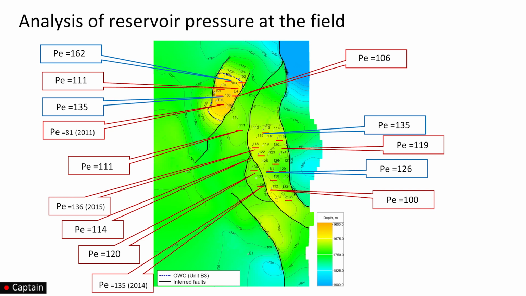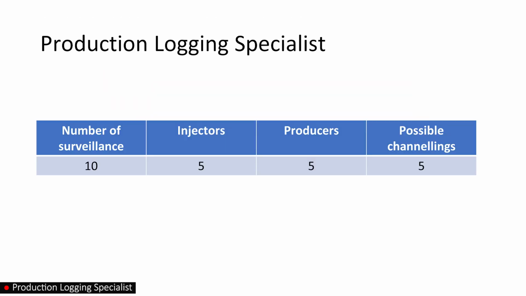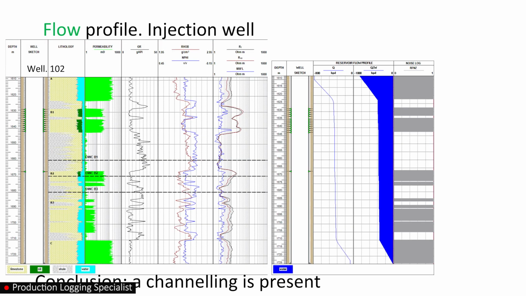I suggest that we move on to the results of the production logging analysis. I have analyzed all the available past data from production logging and have identified 3 most distinctive situations. On the screen you can see production logging that was performed on injectors. I believe this explains why the reservoir pressure has dropped so much.